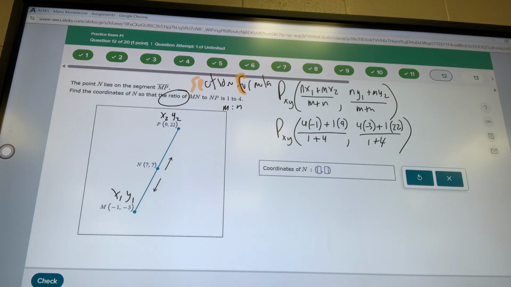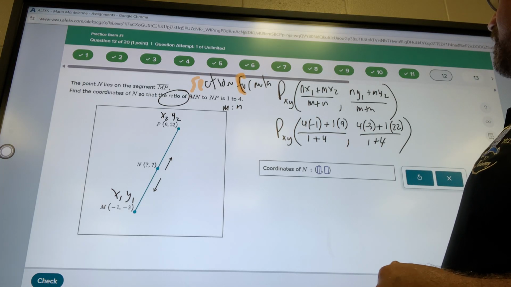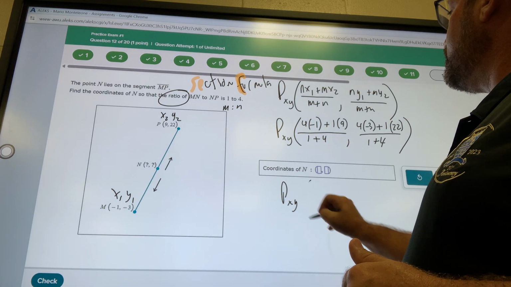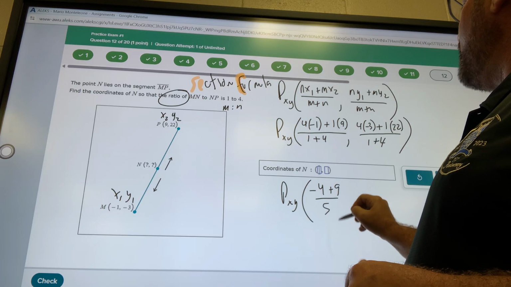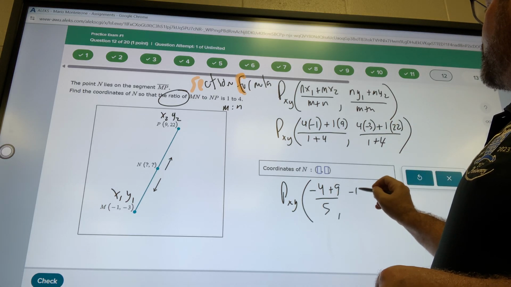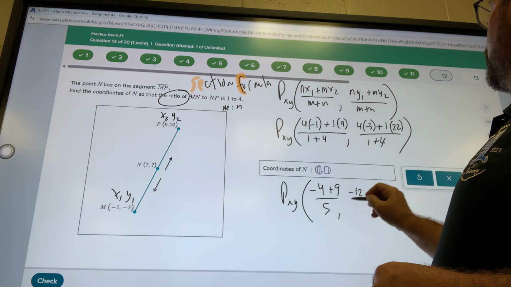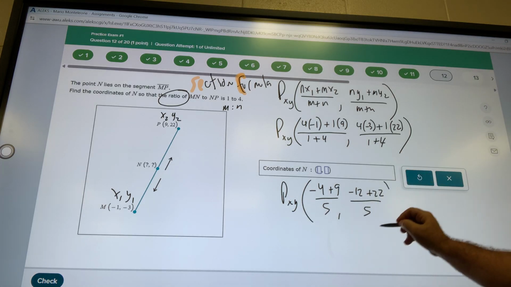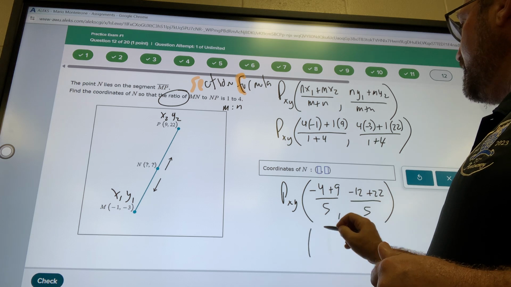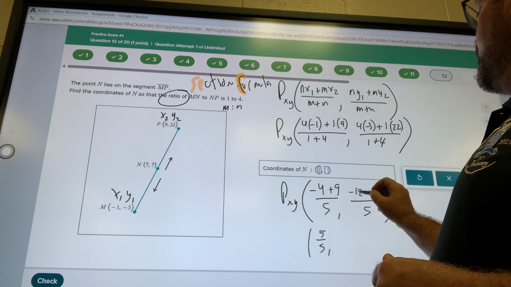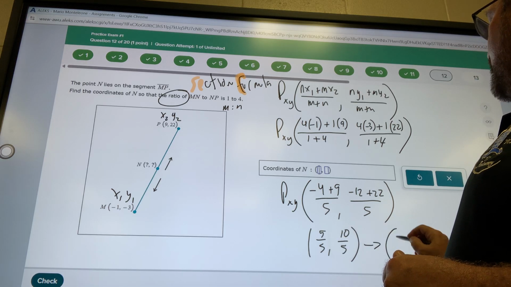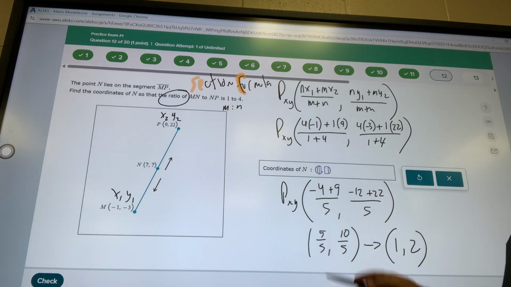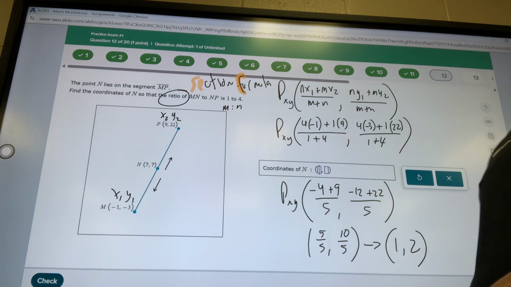And now we just multiply, add, divide, simplify. Point x, y: 4 times -1 is -4, 1 times 9 is 9, divided by 5. 4 times -3 is -12, plus 22 over 5. -4 plus 9 is 5 over 5. -12 plus 22 is 10 over 5. And that simplifies as 1, 2. 5 divided by 5 is 1. 10 divided by 5 is 2. So my answer is (1, 2).